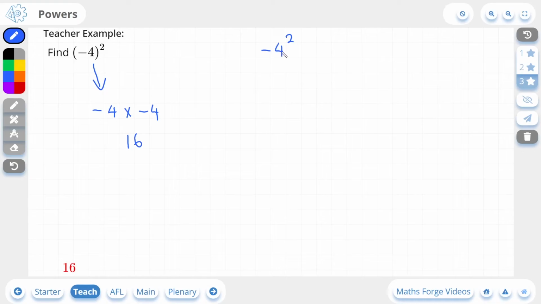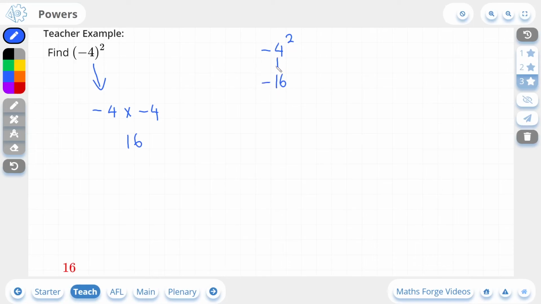However, this question is very different to this question, -4 squared without the brackets. Without the brackets, we have to follow BIDMAS. So this means that we have to apply the power to the 4 first before we apply the negative operation. So 4 squared is 16. 4 times 4 is 16. But because there are no brackets, the negative symbol comes afterwards.